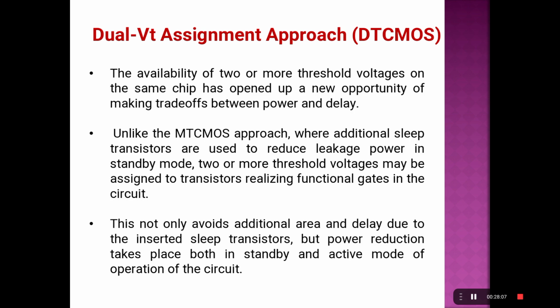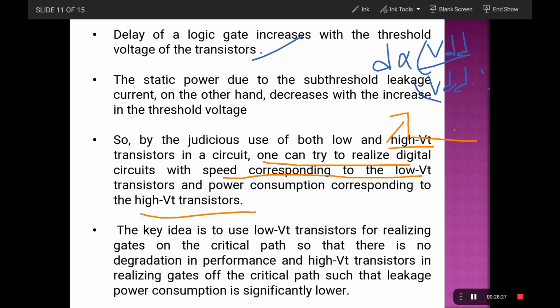So in case of MTCMOS circuits also, we observe that two transistors are added in the original circuit. That increases the area and delay. Dual VT CMOS not only avoids the additional area and delay due to the sleep transistor, but power reduction takes place in both standby and active mode. So the DTCMOS overcomes the limitations of the MTCMOS. For that purpose, we prefer low VT transistors as well as high VT transistors.